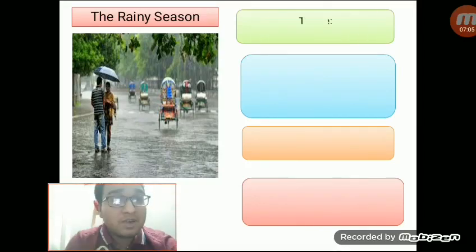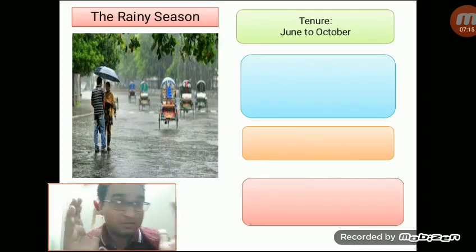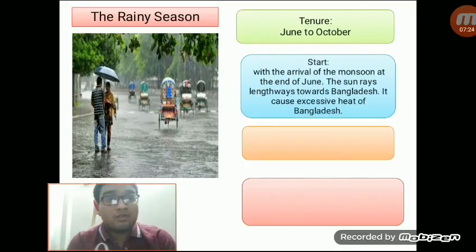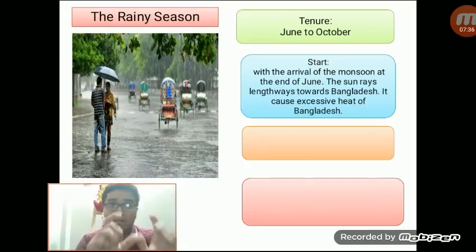So the first information is the time, June to October. That means June, July, August, September, October. These few months are included in the rainy season in our country. Then it starts with the arrival of the monsoon at the end of June. The sun rays fall lengthwise towards Bangladesh. It causes excessive heat in Bangladesh. So this is all about the start of the rainy season of our country.